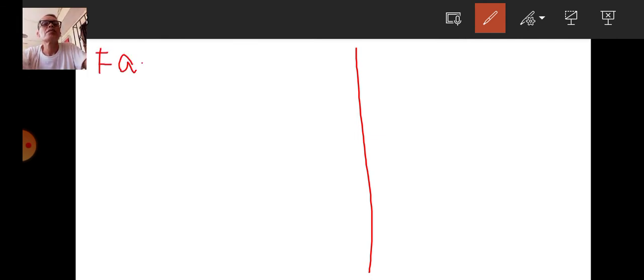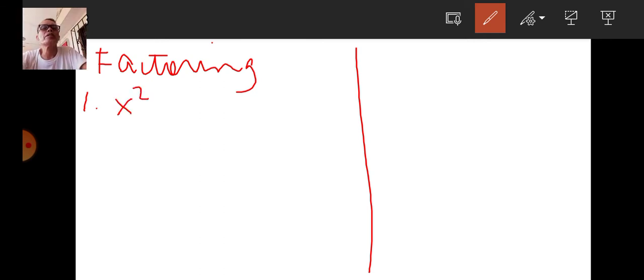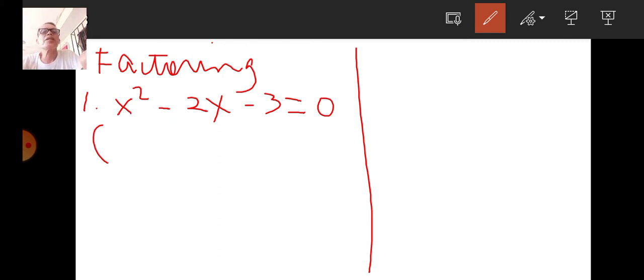Now we are going to use factoring. For example, we have x squared minus 2x minus 3 equals 0. So you are going to factor out.